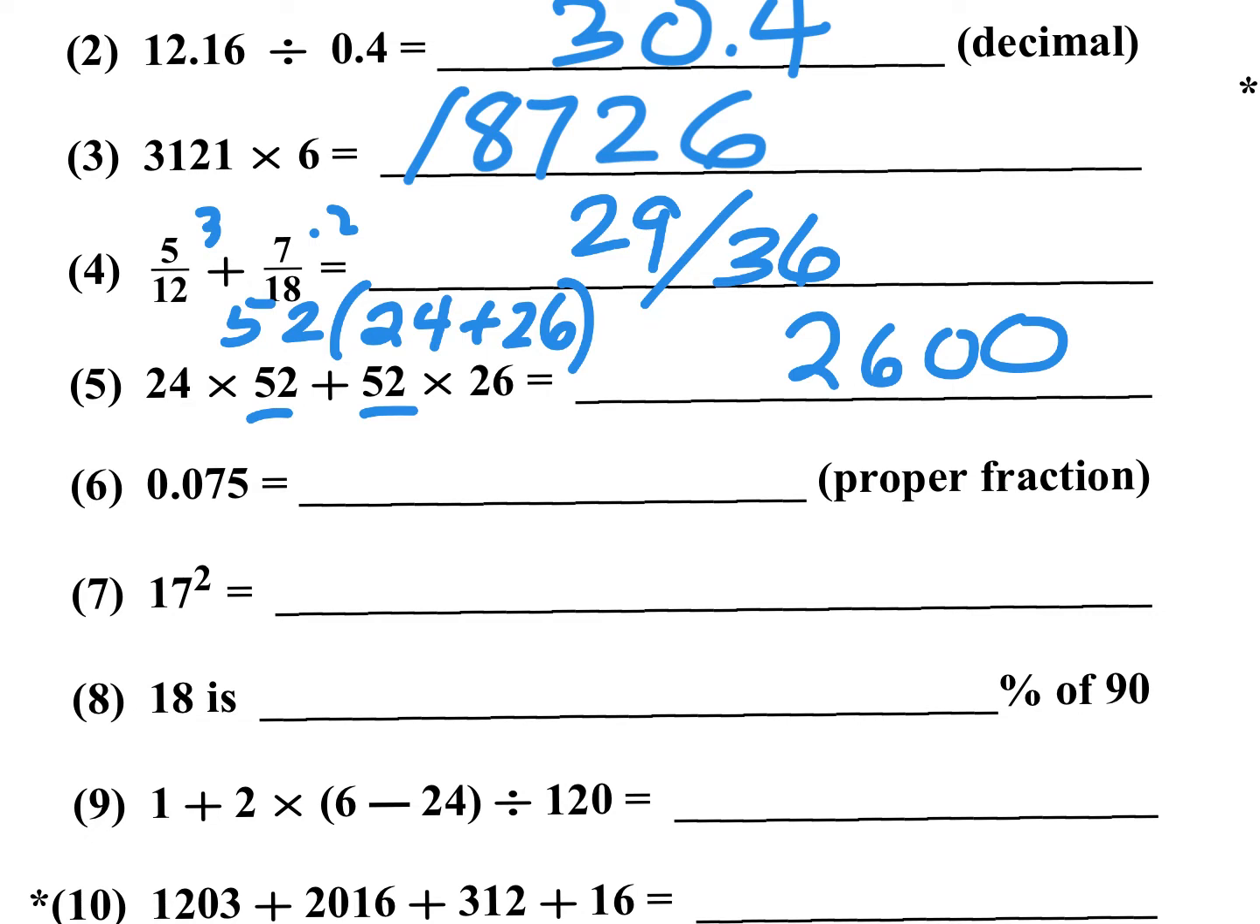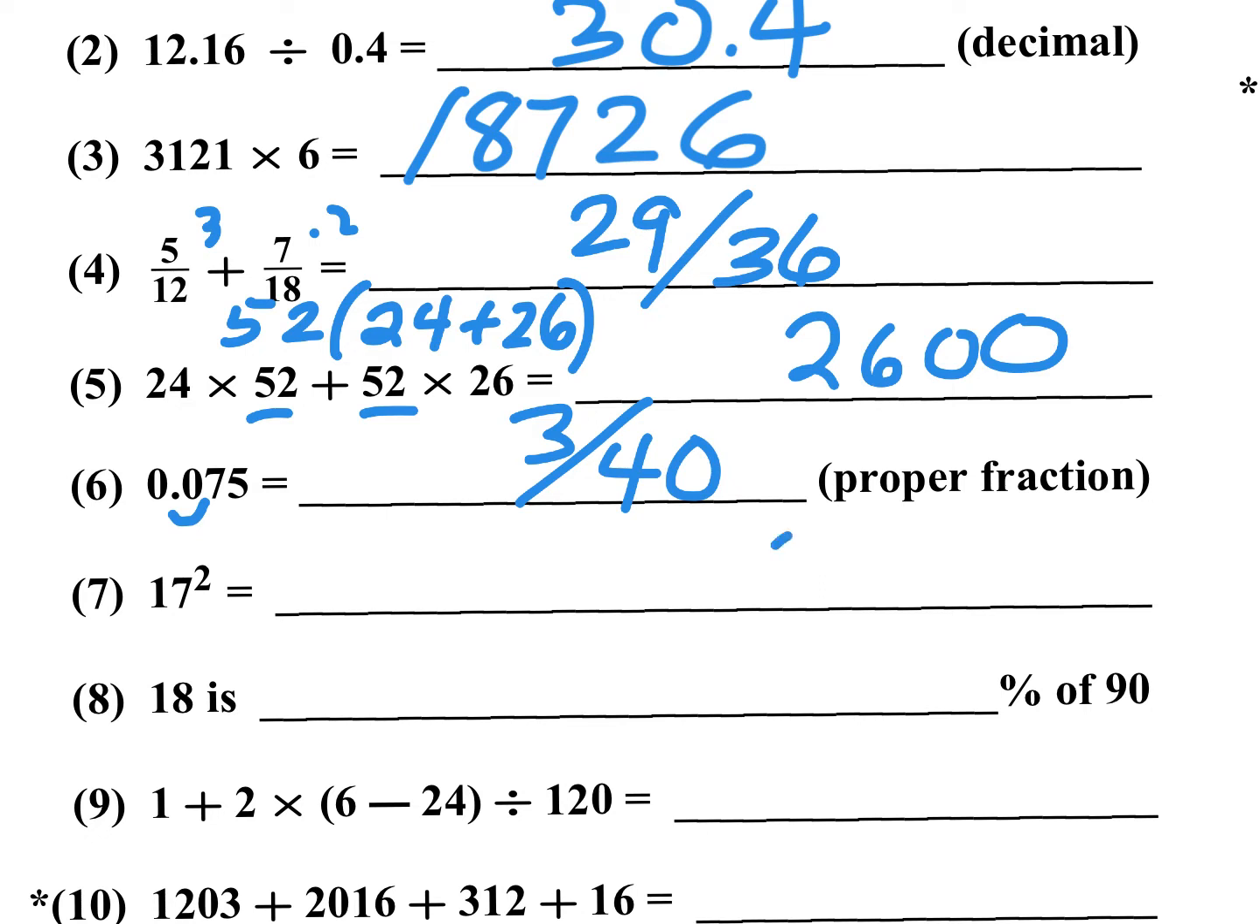Number 6, 0.075. If the decimal point was here, 0.75, that's 3/4. So I divide by 10, so it's 3 over 40. That's what it is, a proper fraction.